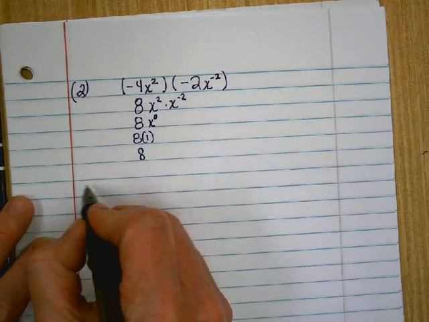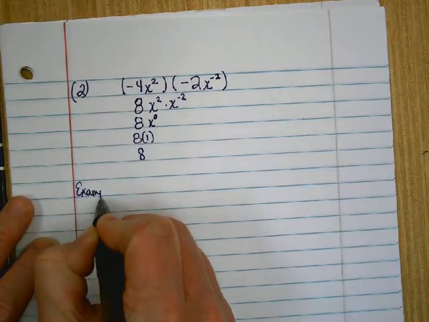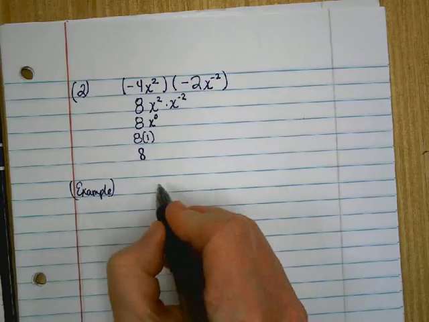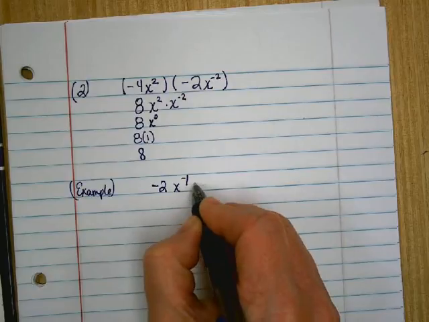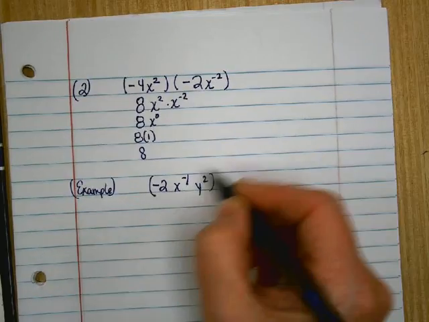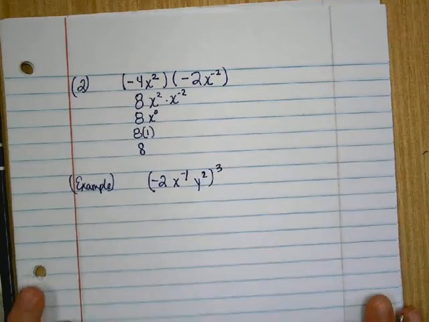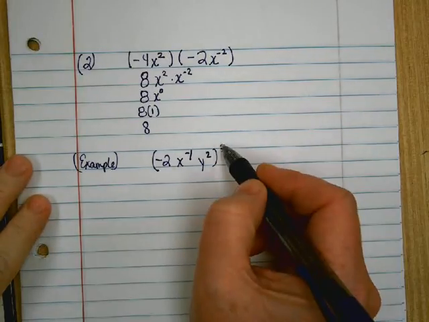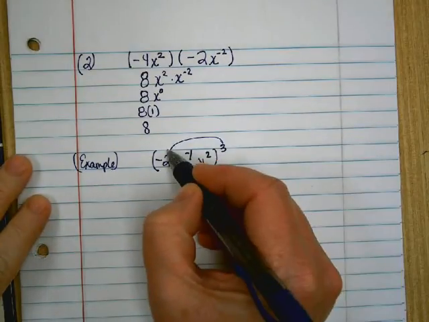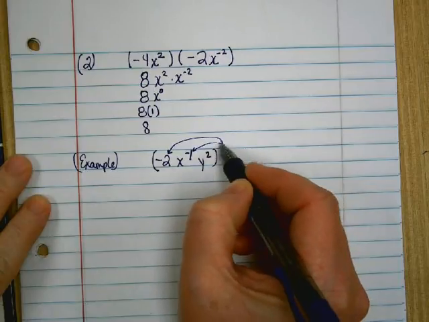This is another example. It says negative 2 times x to the negative 1 times y squared, all cubed. So can you write this down? I would. Now in this problem, the 3 that's on the outside gets used by every member on the inside. So it's almost like you're distributing. That 3 affects the 2, this one, and this one.